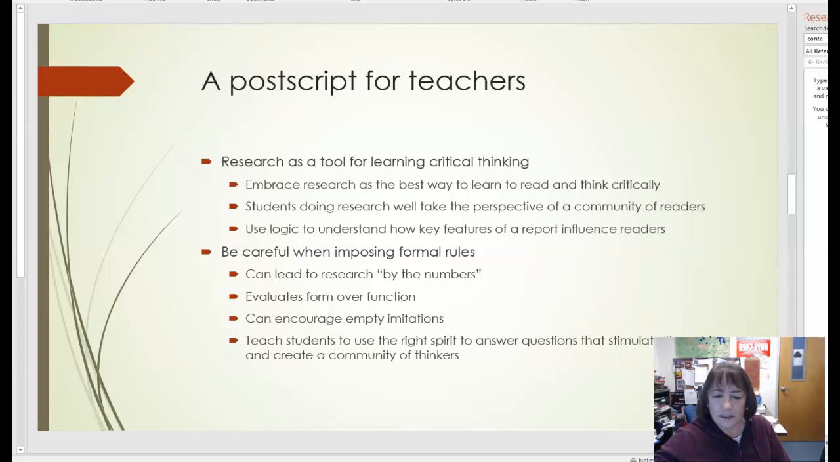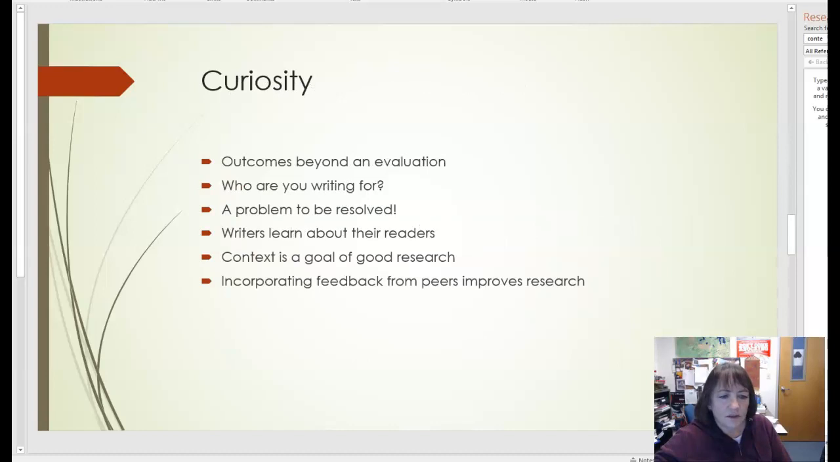So ultimately our goal is to teach students to use the right spirit, because the purpose of research is to answer questions that stimulate thought and create a community of thinkers. So the ultimate idea here that they talk about, which I thought was really cool, is curiosity. We want outcomes that go beyond the evaluation. We want our students to think, who are you writing for, and what is the meaning of what we're doing? A problem to be resolved is really the essence of a good paper, or of good research. If you have a question and you're curious about it and you want to answer it, that's where good research begins. And if we can carry through in that spirit despite our deadlines and despite all the other things in our life, then I think we've accomplished a great deal.